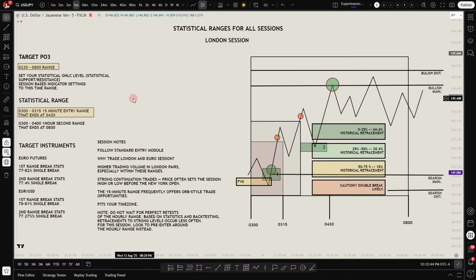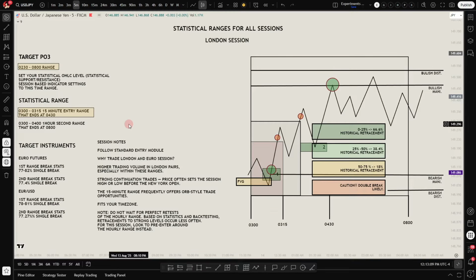Target instruments. Euro futures, EUR USD. Both instruments show the cleanest reaction to London ranges, supported by high volume at the London session. Session notes. Always follow the standard entry module. London often establishes the high or low until the New York AM open, not the full day's high or low.